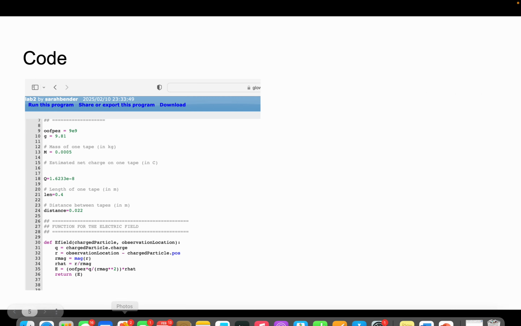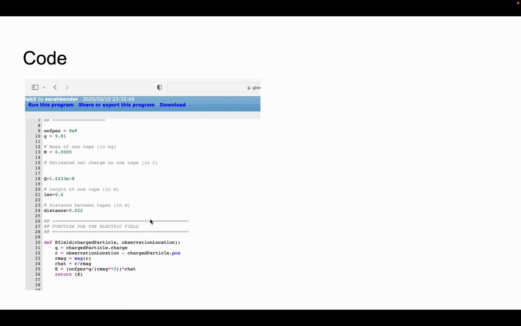So as far as the actual code, these are the initial conditions based on our experiment. So the mass of the tape, the charge of the tape that we calculated from our last experiment, and then the length of the tape and the distance. And so then here we define an electric field based on observation location and position of charge.